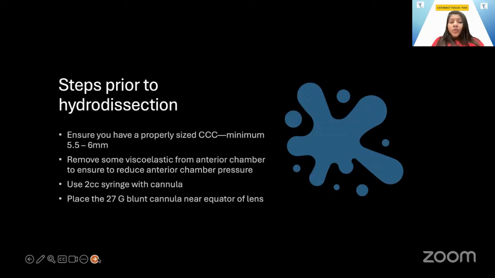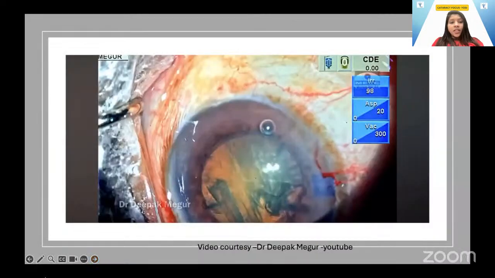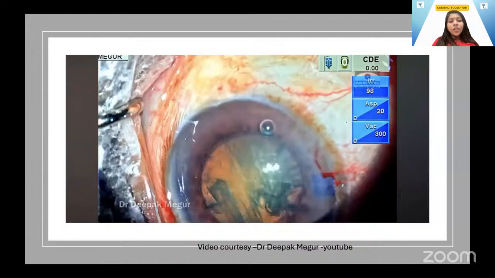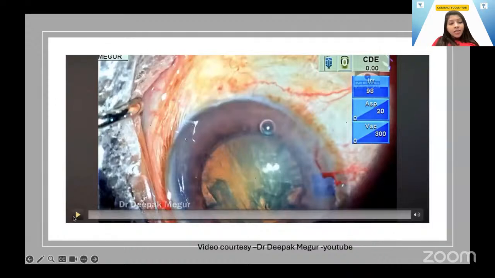You use a 2 cc syringe with a 27 gauge blunt cannula and place this cannula near the equator of the lens. Here I'll be sharing a video by none other than Dr. Deepak Megur himself. He describes the hydrodissection procedure very beautifully.